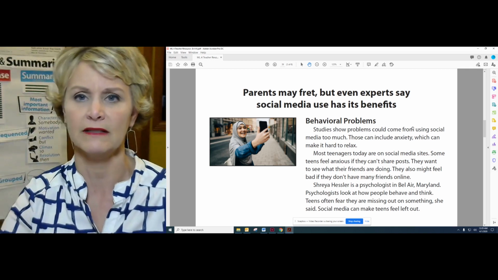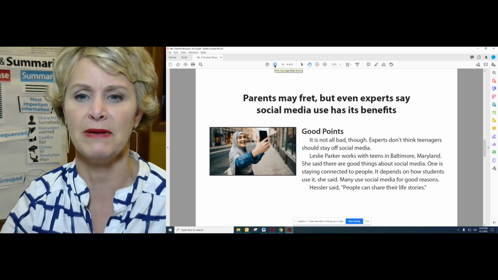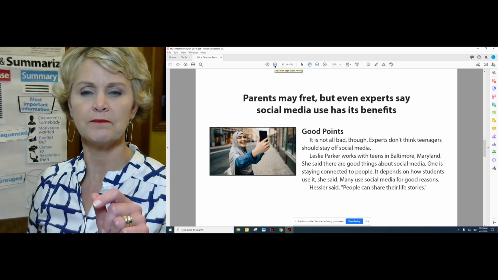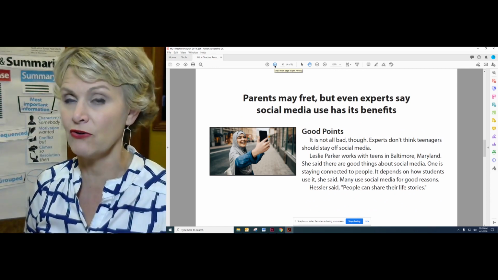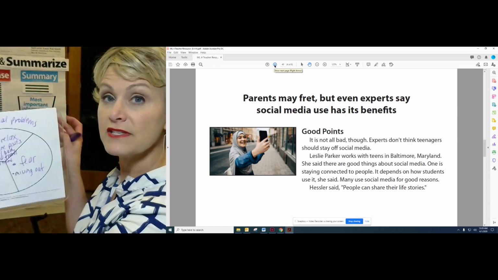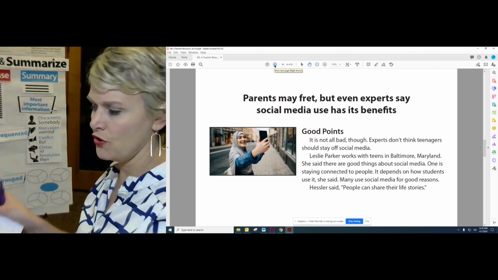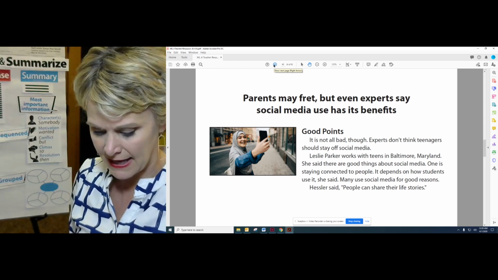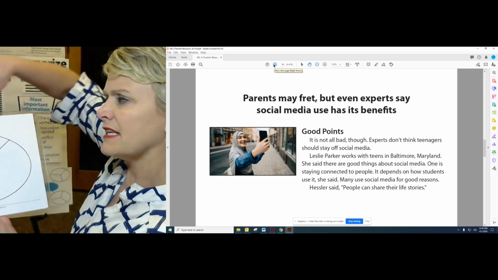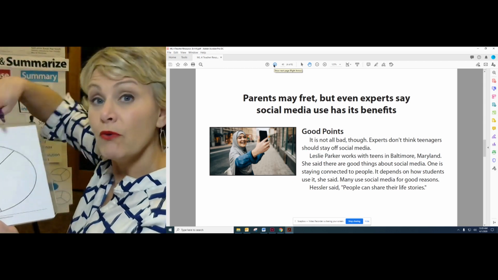Okay, help me with the next one. Let's go to the next subhead. Okay, look at your screen. So now we're still reading about social media, but now we're in a new category. So am I going to still use this oval? No, I need a new oval because I have a new subhead. And what goes here? The category. But what's the category?